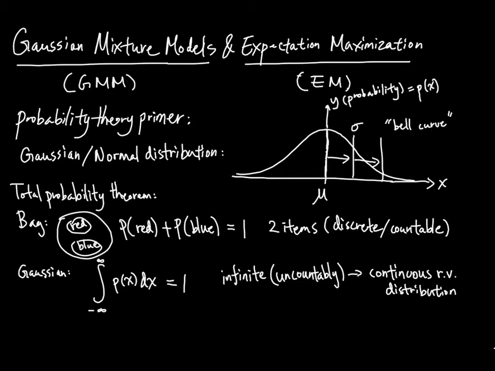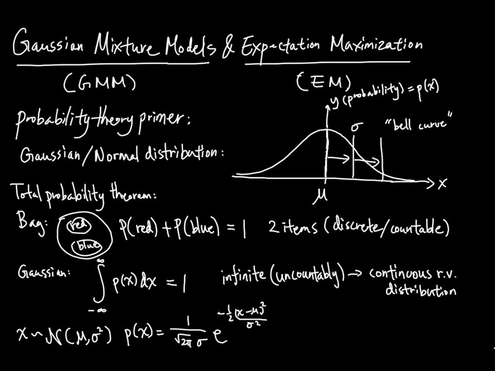Okay, and one more thing is the Gaussian distribution actually looks like this. If we have x in the normal or Gaussian distribution of mu and sigma squared, we have the probability of x is equal to, now this looks very ugly, but don't worry about it. It doesn't come out to be this ugly later. 1 over the square root of 2 pi sigma e to the negative 1/2 x minus mu squared over sigma squared. So this looks kind of intimidating, but all you need to know is that this sums to 1 when we integrate it.